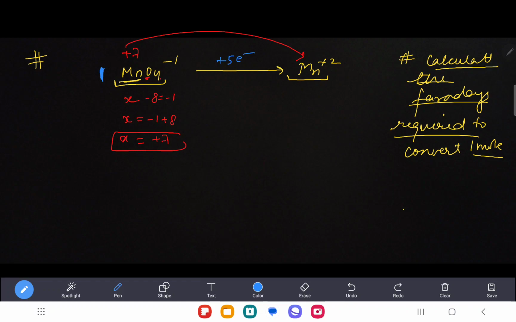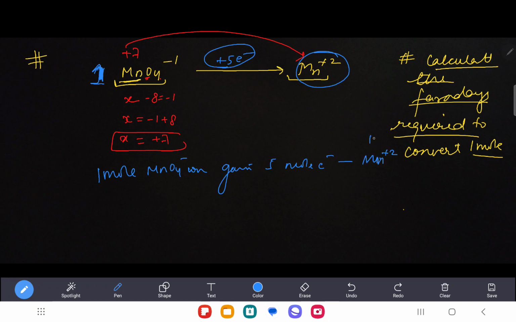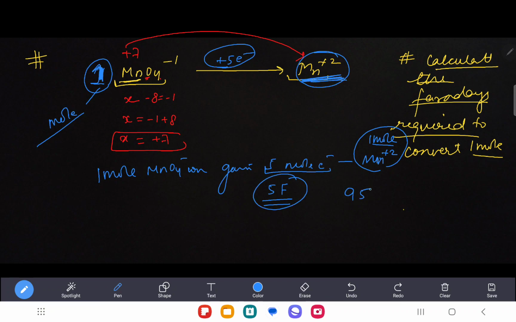तो 1 mole के लिए 5 mole electron gain करना जरूरी है, only then it is going to convert into Mn plus 2. So how do you read the equation? That 1 mole of permanganate ions gains, or requires 5 mole electrons to form 1 mole of Mn plus 2 ions. Yeah, the coefficient right here means the moles. 1 mole. So 5 mole electrons means what? It is going to give me 1 mole of Mn plus 2. So 5 Faraday charge. And in coulombs, what would that be? 965.